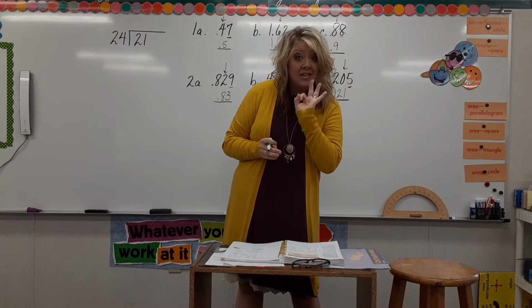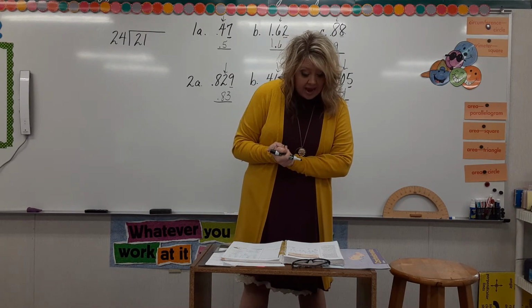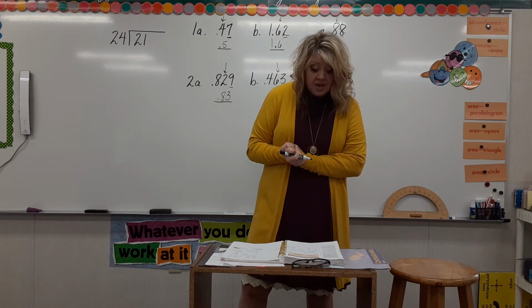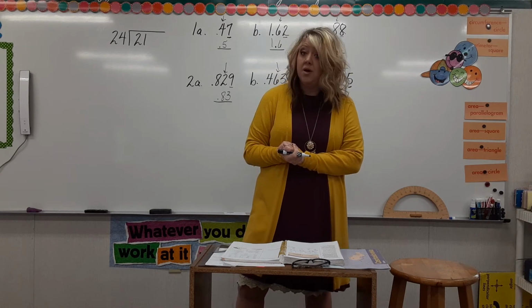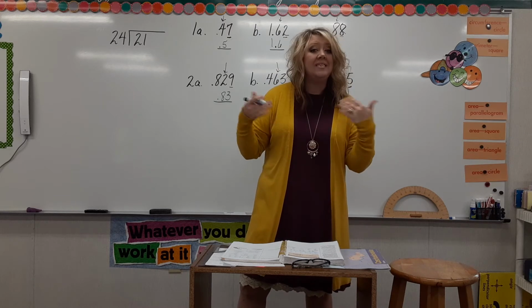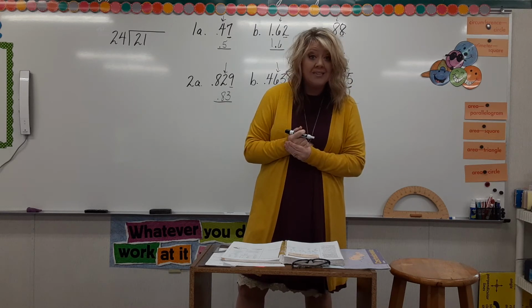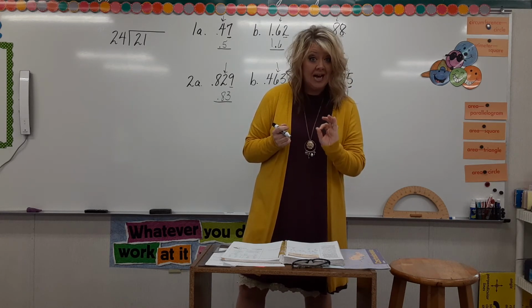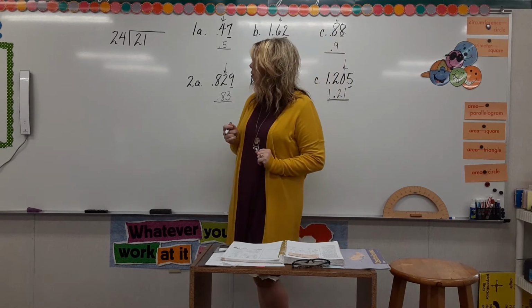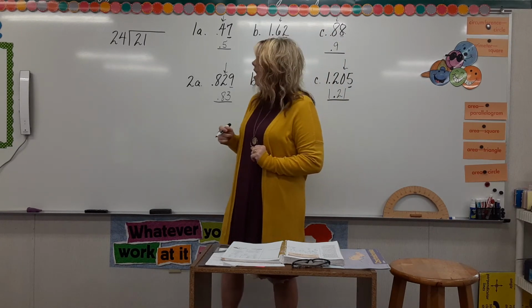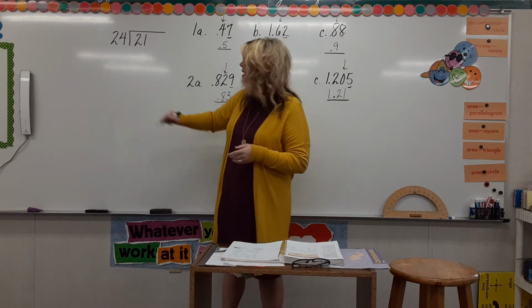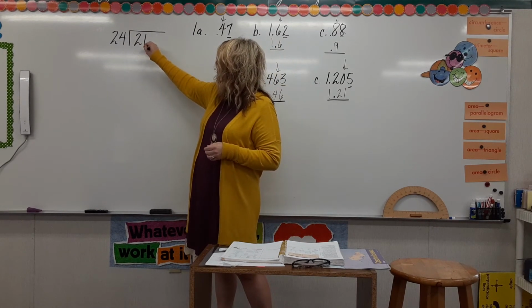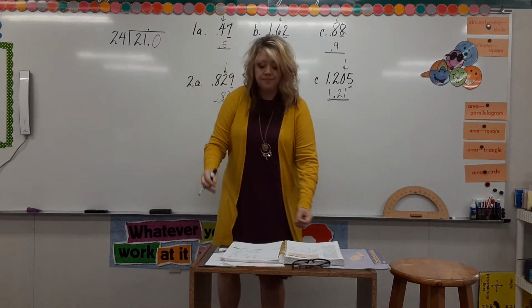Let's take a peek at section 3, letter A. We're dividing and checking. Annex zeros until the problem terminates. Remember, the word annex simply means adding. And so you're going to add a 0 one at a time. So we've got 24 dividing into 21. Obviously, we know 24 cannot divide into 21. So immediately, I'm going to add my decimal here, bring it straight up, add a 0.